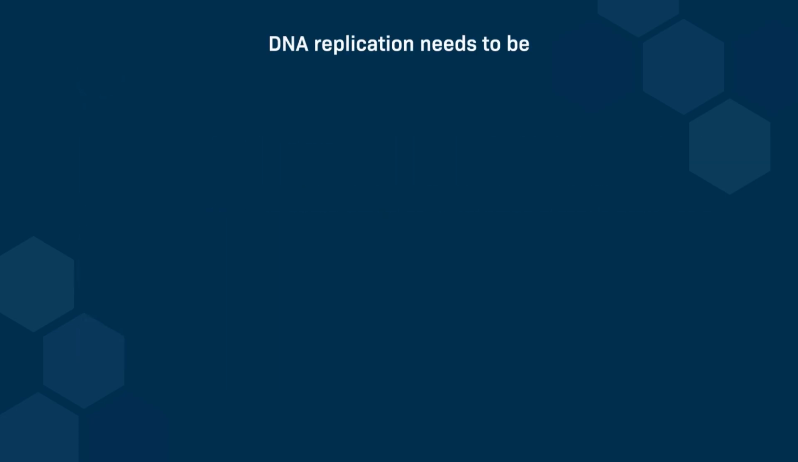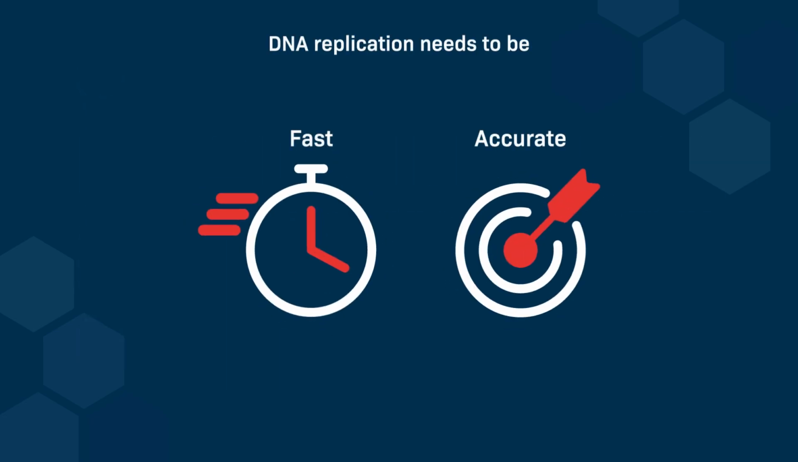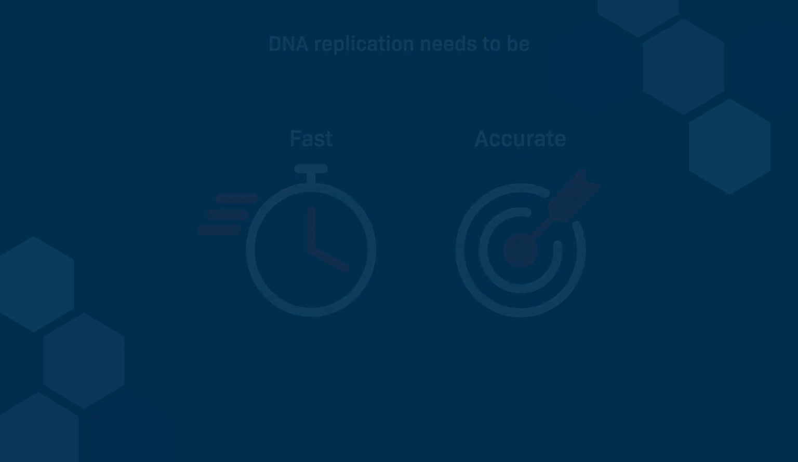DNA replication needs to be both fast and accurate to ensure the faithful transmission of hereditary information between cells and across generations, while also allowing for rapid cell division. The following data demonstrate that DNA replication is indeed both accurate and fast.